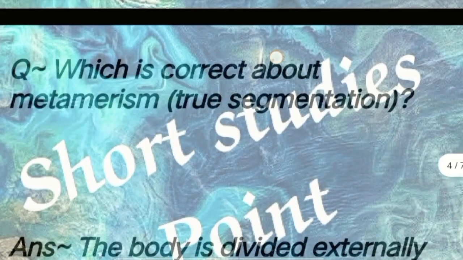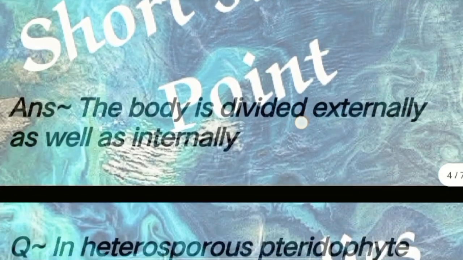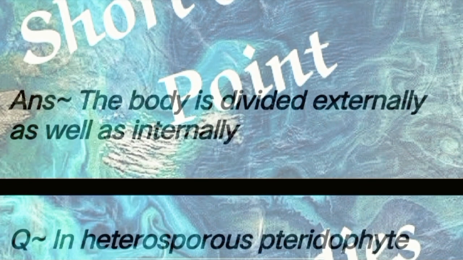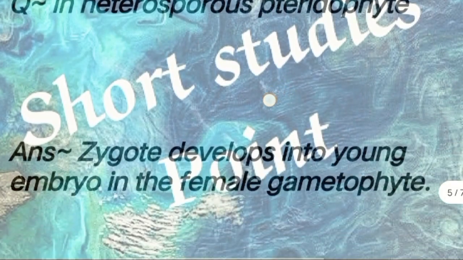Next question: algin is secreted by. Answer: only brown algae. Next question: which is correct about metamerism? True segmentation. Answer: the body is divided externally as well as internally. Next question: in heterosporous pteridophytes, answer: zygote develops into young embryo in the female gametophyte.